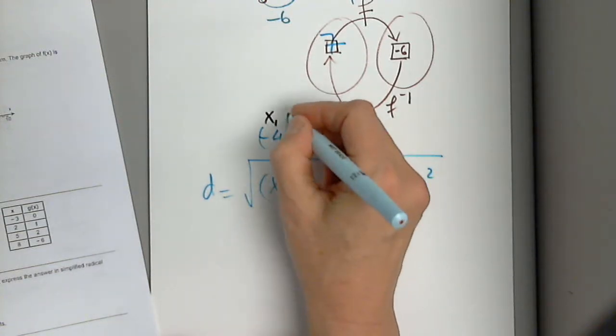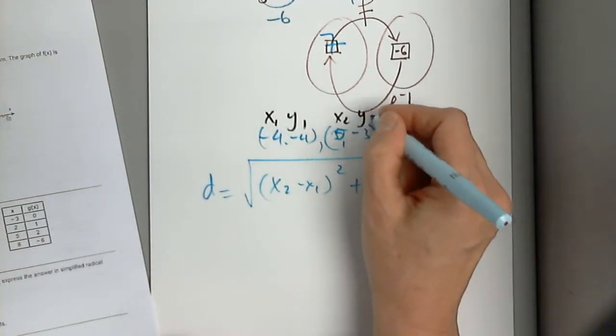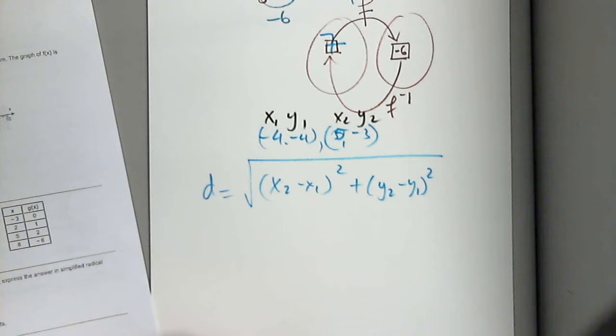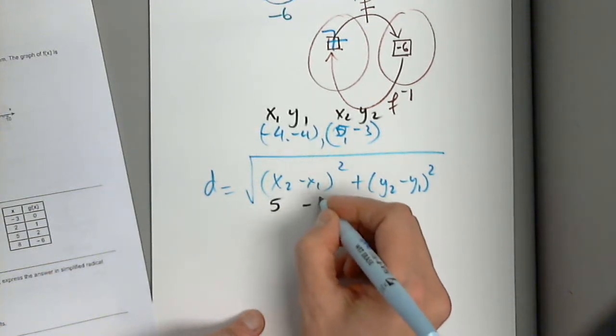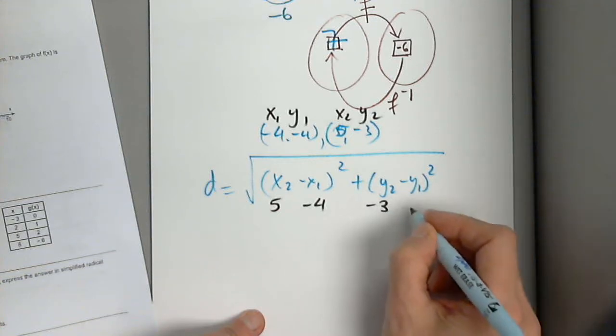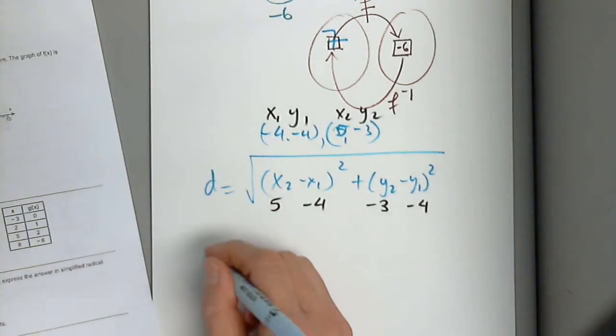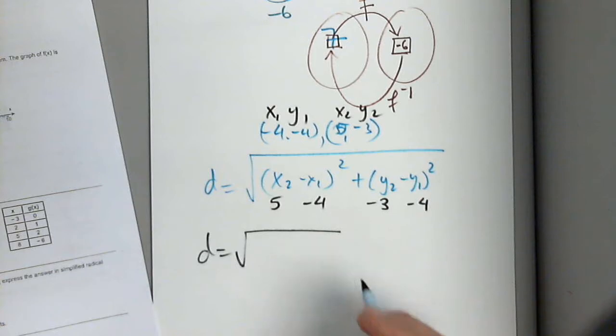So this is x1, y1. This is x2, y2. I recommend labeling them. I recommend writing underneath 5 and -4, -3 and -4. I recommend performing the calculations.